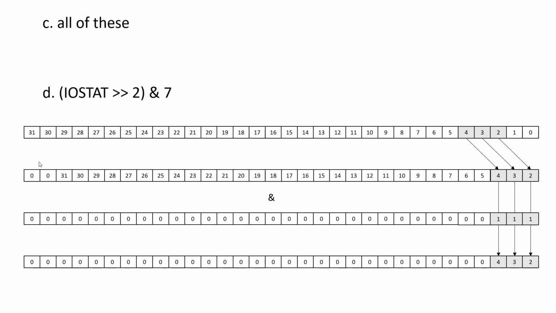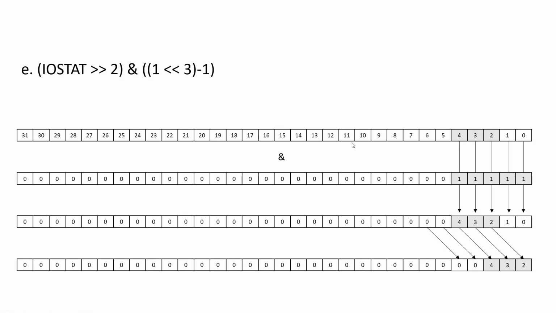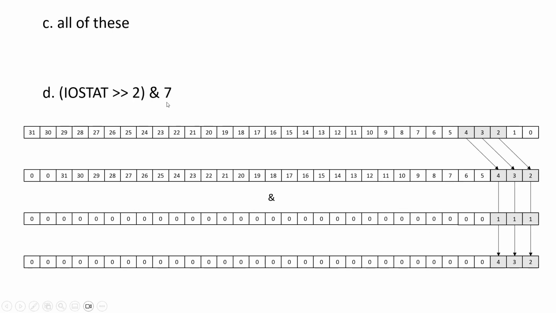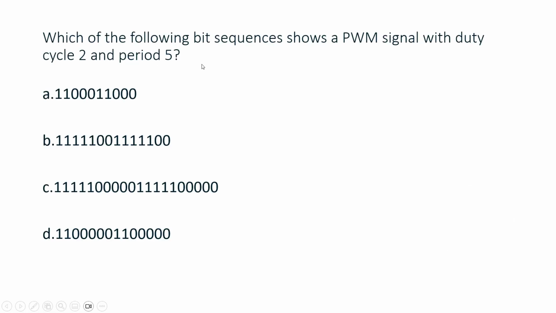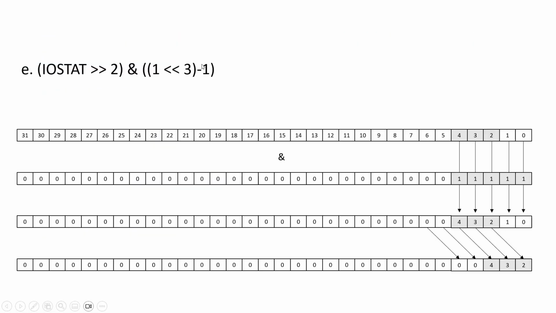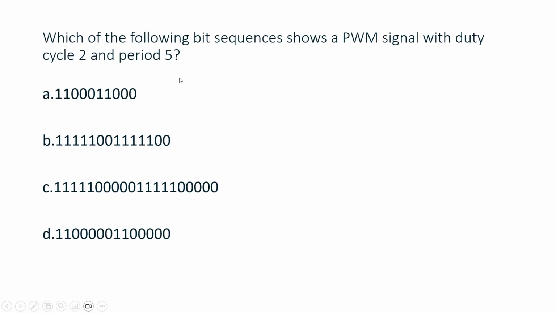And then this one shifts iostat 2 bits to the right, masks by 7. That also works. So the answer is all of those. They all do the same thing. They're all equivalent, I think. Well, there's another option here. This one is masking off 3 bits and shifting the result to the right by 2, which is, I think, pretty much the same as this, right? Because 1 shifted by 3 bits is 8, you subtract 1 is 7. So, yeah. Makes sense? All right.